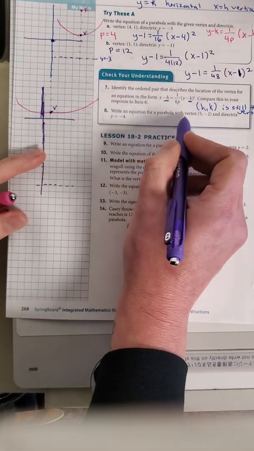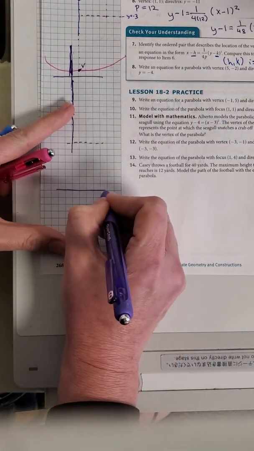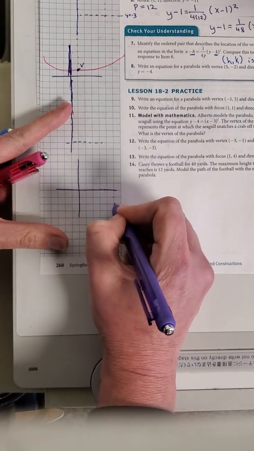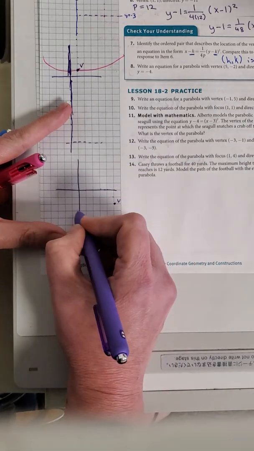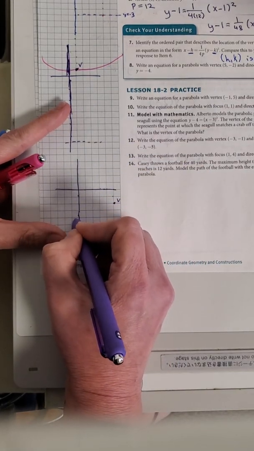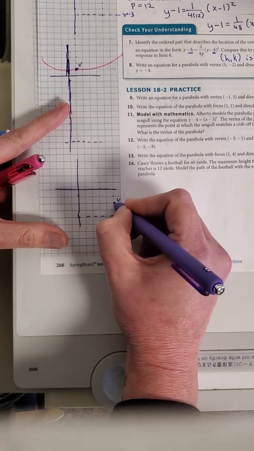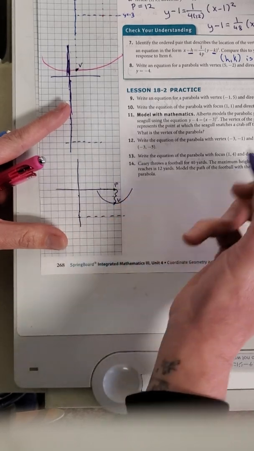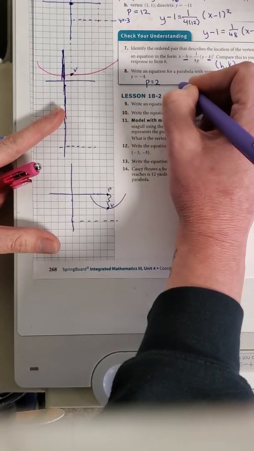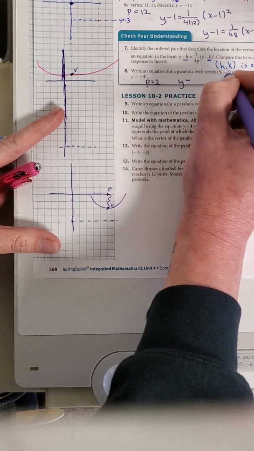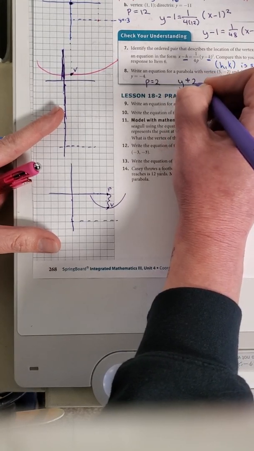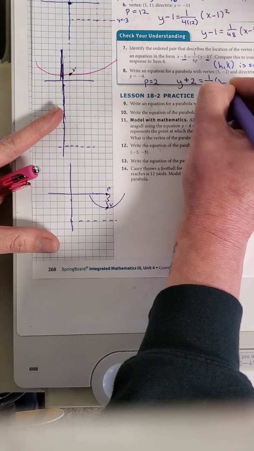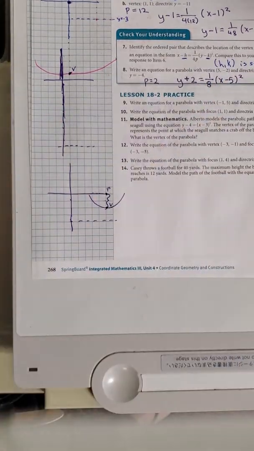All right, next it says write an equation for a parabola with vertex at 5, negative 2. So I'm going to sketch it. 5, negative 2. 5, 1, 2, 3, 4, 5, negative 2. There's my vertex. And my directrix is at y equals negative 4. 1, 2, 3, 4. That means that my focus is 2 units above right there. There's my focus. This is upward facing. P is 2. And so my equation would be y minus negative 2, which is y plus 2, equals 1 over 4p, so 1 over 8, x minus h, quantity squared.